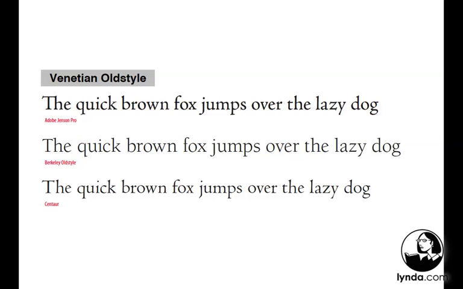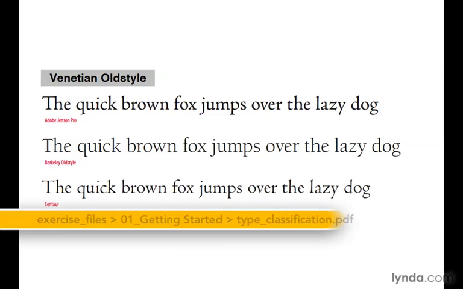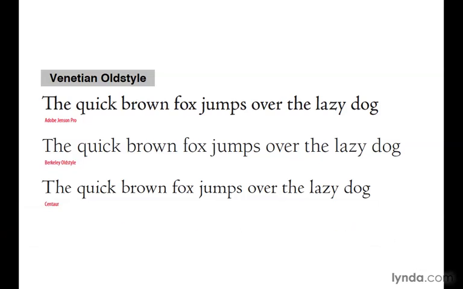While there is no universally agreed upon system of typeface classification, these terms are widely used. And beginning chronologically, in the mid-15th century, we have the Venetian old styles. These are also referred to as being humanist old styles.